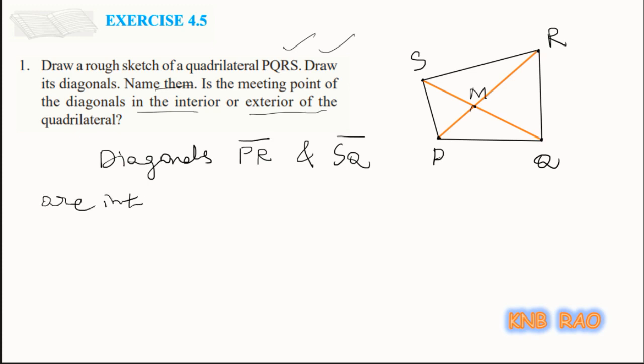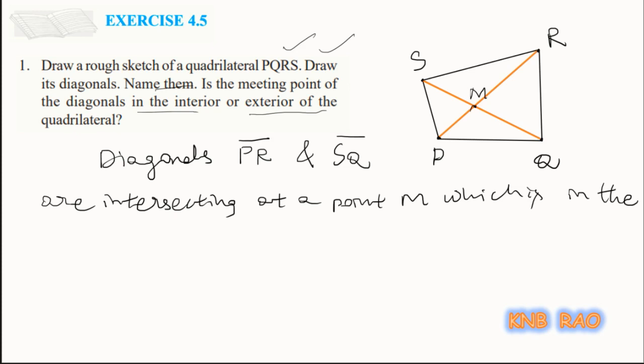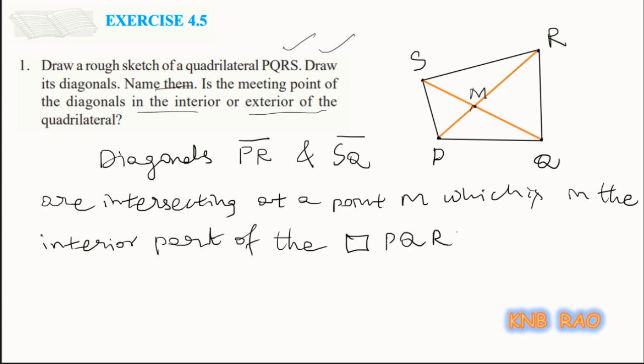intersecting at a point M, which is in the interior part of the quadrilateral PQRS. Generally we see like this, correct?